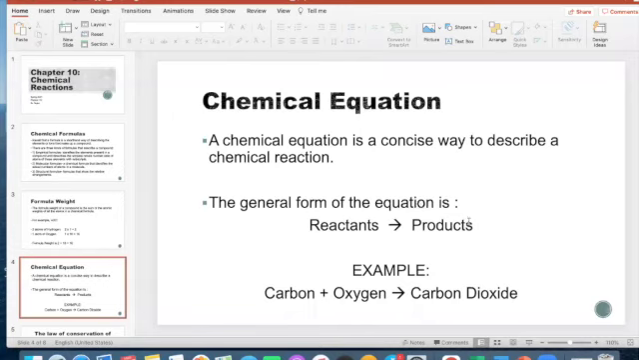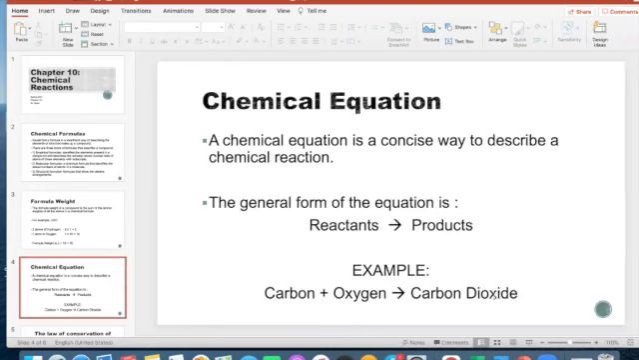All right, so for example, down here we have carbon, which is denoted by the capital letter C. And then we have oxygen, which is denoted by the capital letter O. And combined together, that makes carbon dioxide, right? CO2, right? Di means two.